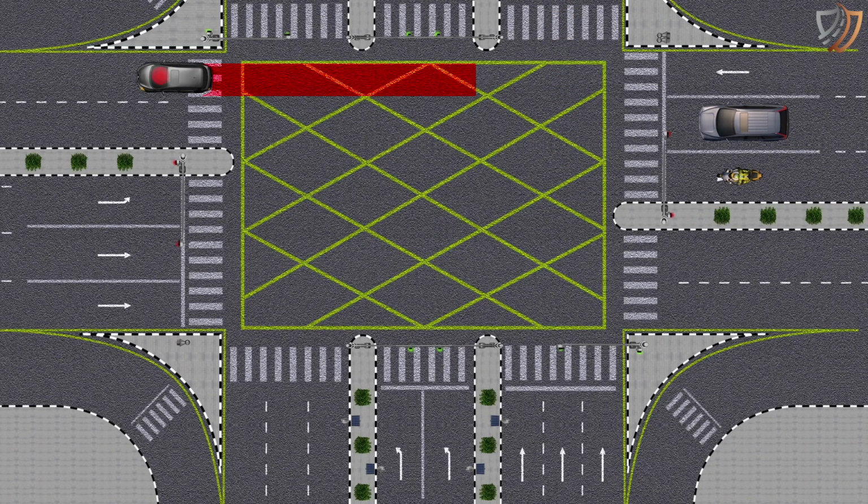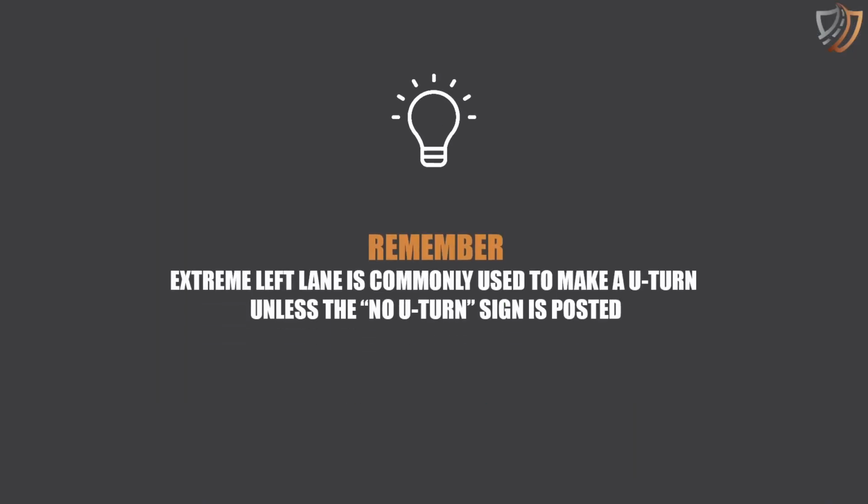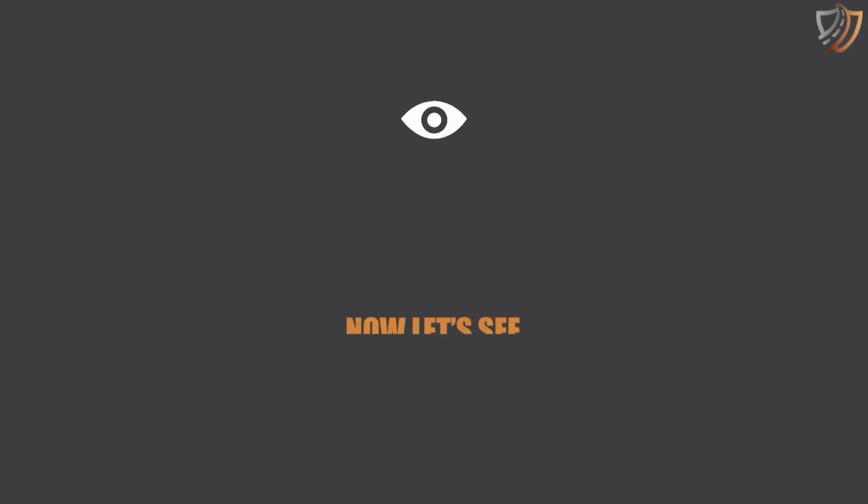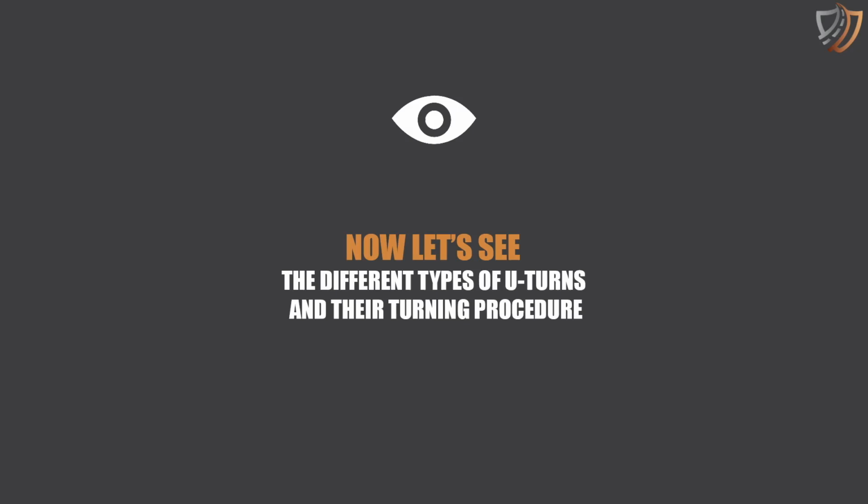After completing the turn, check mirrors, cancel the signal, and increase speed quickly to match with the traffic stream on the road. Remember, extreme left lane is commonly used to make a U-turn unless the No U-turn sign is posted. If the lane is marked with a U arrow, it indicates that this lane is dedicated only for the U-turn. Now let's see the different types of U-turns and their turning procedure.